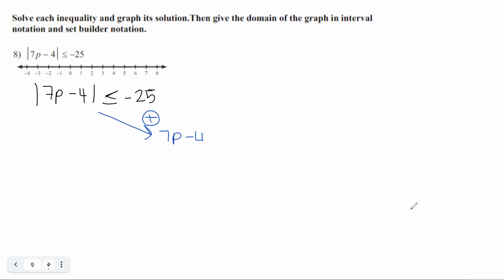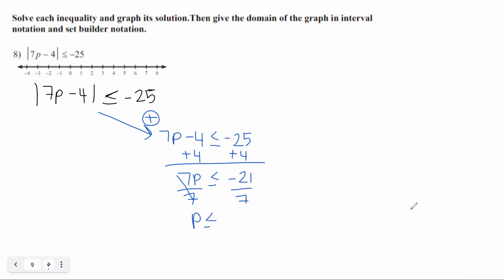7p minus 4 is less than or equal to negative 25. And I want to solve for p, so I'm going to add 4. I'm going to have 7p is less than or equal to negative 21. Divide by 7. And I get p is less than or equal to negative 3. Cool.